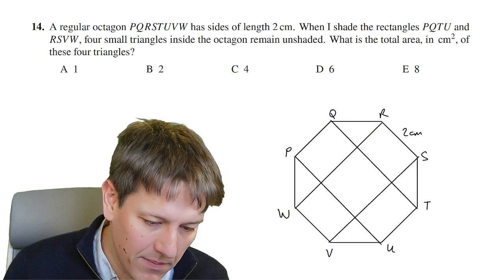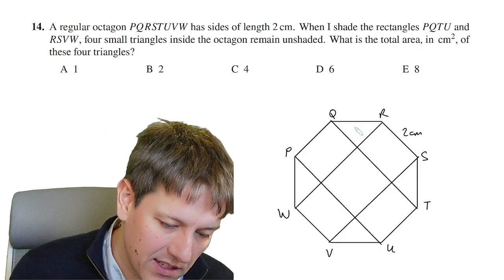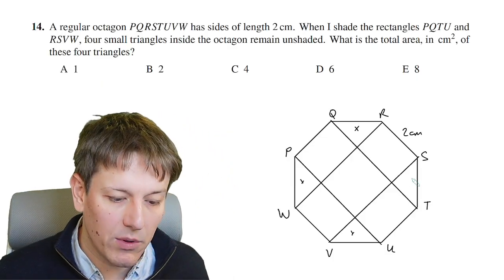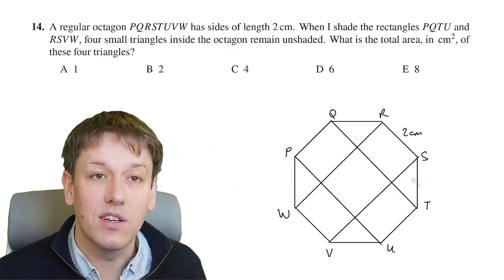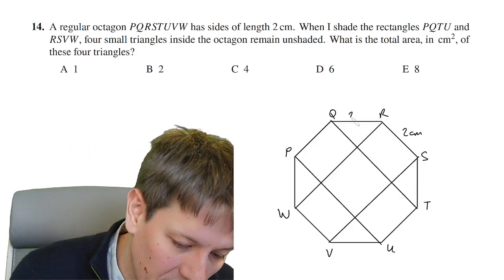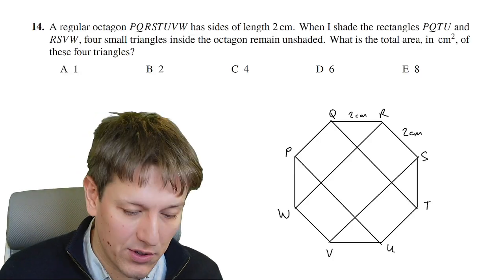I'm not going to actually shade them in, but it says 4 small triangles inside the octagon would remain unshaded. So that's this one here, this one here, this one here, and this one here. Okay, and what's the total area in centimeters squared of these 4 triangles? And the easiest way to see this would be to say, well, look, I know this is 2 centimeters, and you can kind of imagine just putting those 4 triangles together, right?